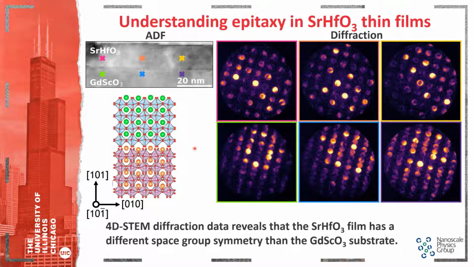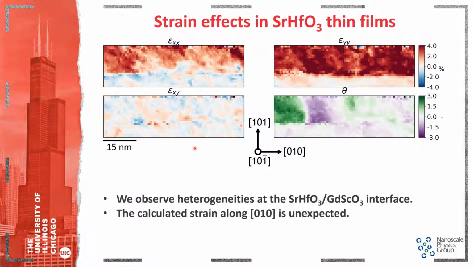When we look at the in-plane and out-of-plane strain measurements from 4D STEM, what we see along Y is what we expect, because we are applying a very high compressive strain in the in-plane direction. So to minimize the total energy, the film along Y will relax, resulting in a tensile strain here on the Y.